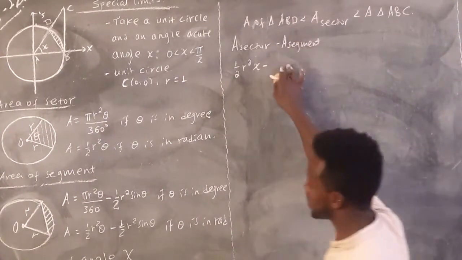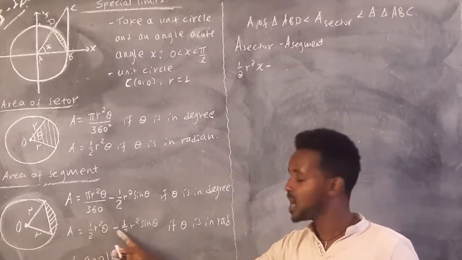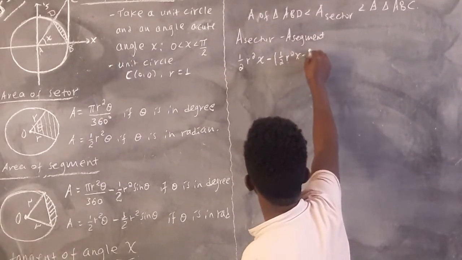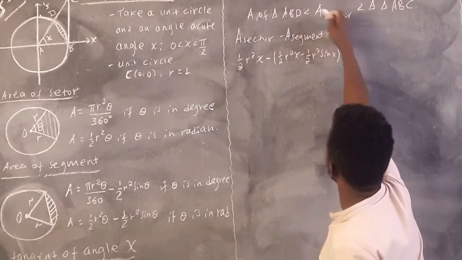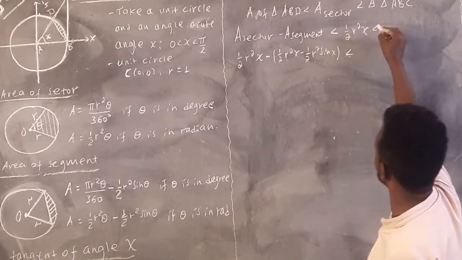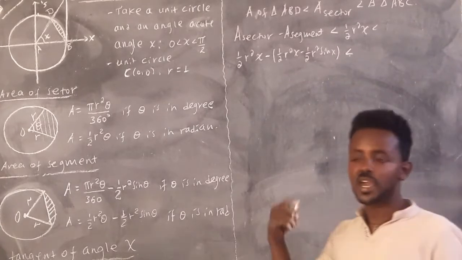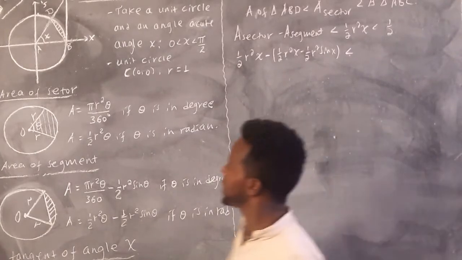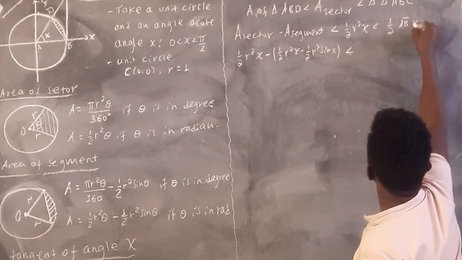Minus the area of a segment, which is given by half r squared theta minus half r squared sin theta. So half r squared x minus half r squared sin x is less than the area of the sector, half r squared x, which is less than the area of the large triangle ABC. Triangle ABC is a right triangle, so the area is half times base times height, half times AB times BC.